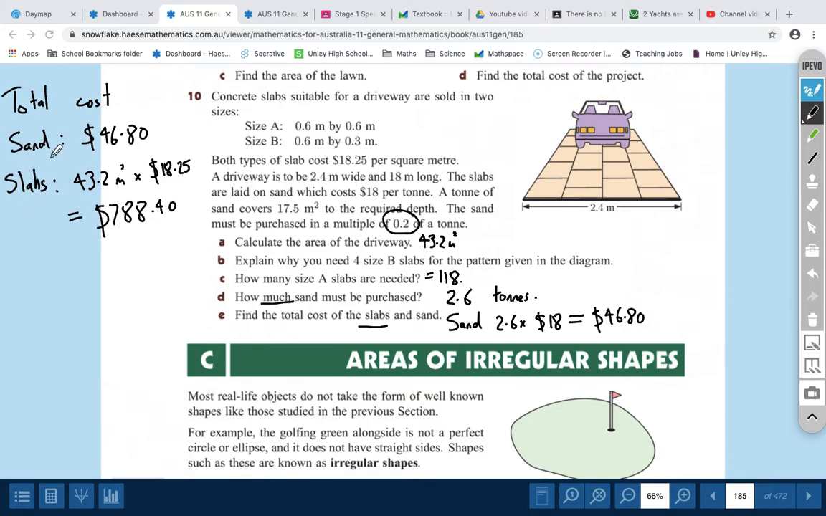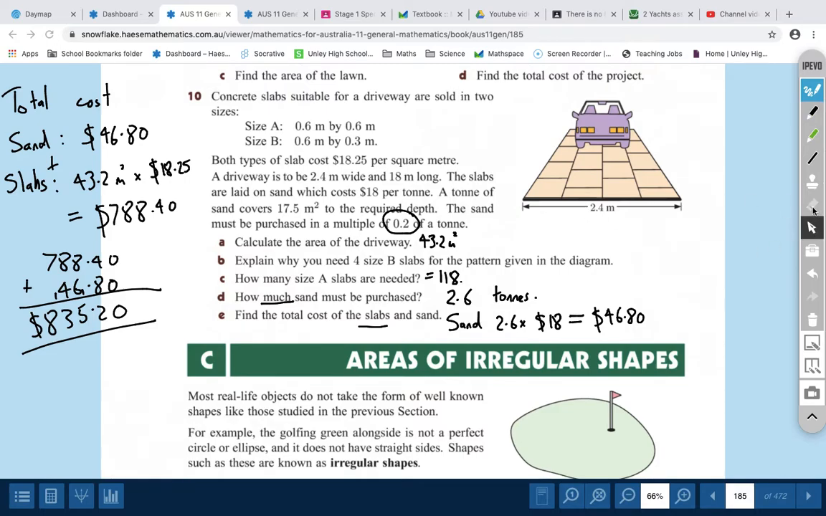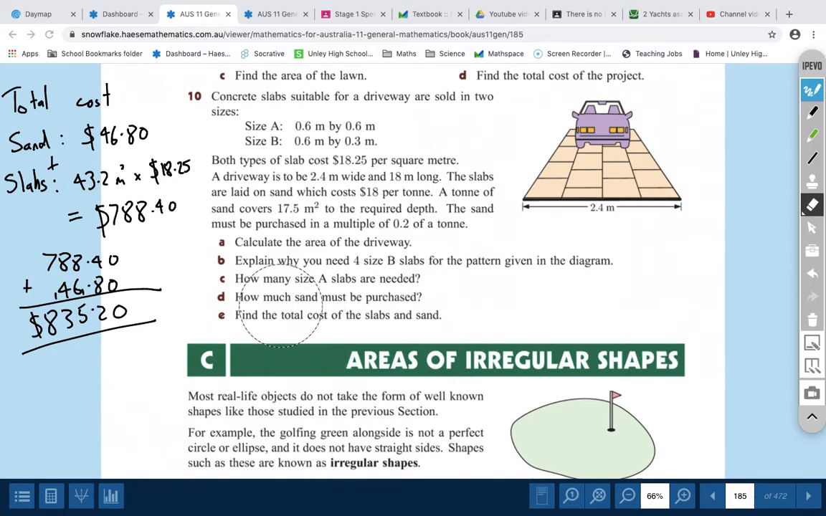So if we do sand plus slabs, $788.40, got to add it to $46.80. All right, what are we going to get? 0, carry the 1, 7 plus 8, 5, carry a 1, 5 plus 8, 3, carry a 1, $835.20 for the total cost. Now, what you should do, in a question like this, is wait till you get to the end and then check the answer.